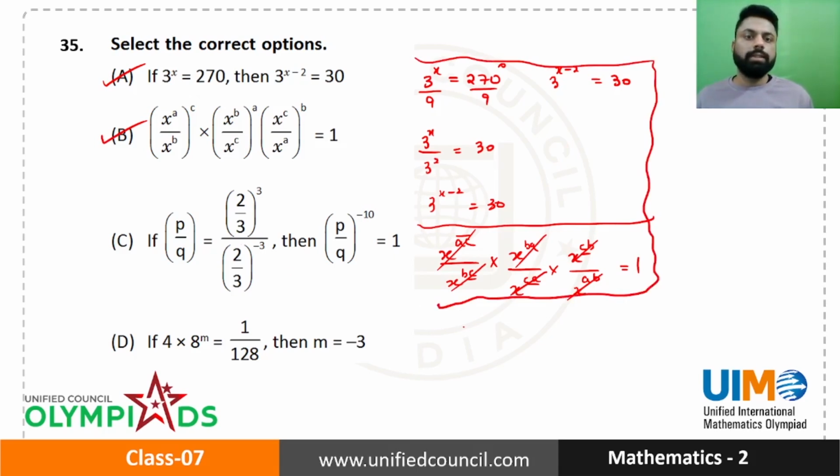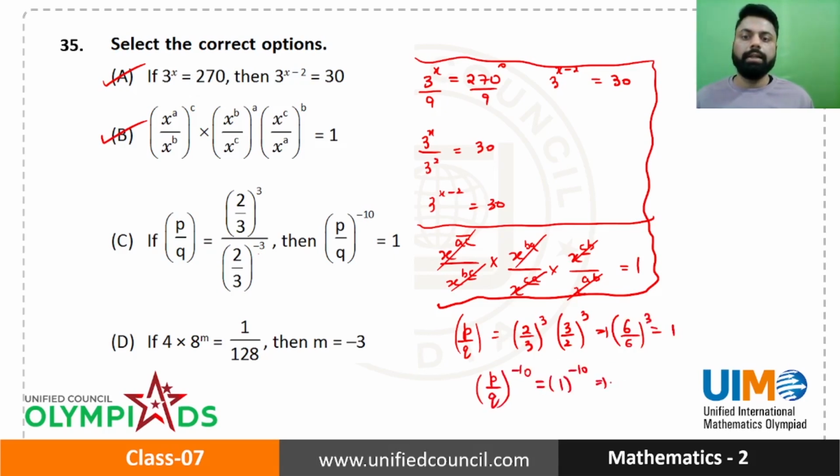If P by Q is equal to this much, so P by Q is equal to 2 by 3 raised to the power 3. It is minus 3, so it will become 3 by 2 raised to the power 3. That is equal to 6 upon 6 raised to the power 3, that is 1. So P by Q raised to the power minus 10, that is 1 raised to the power minus 10, that is equal to 1. This is also correct.